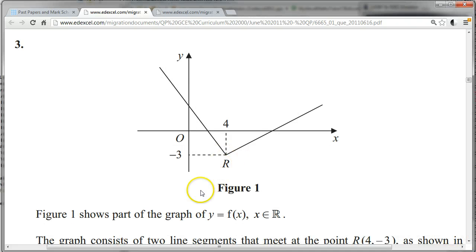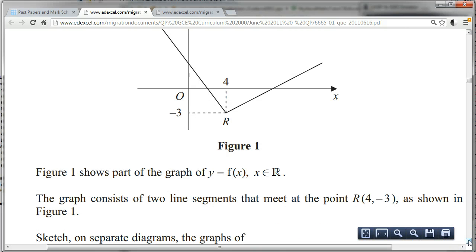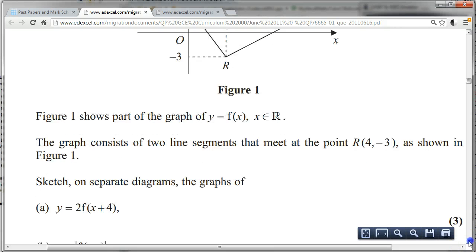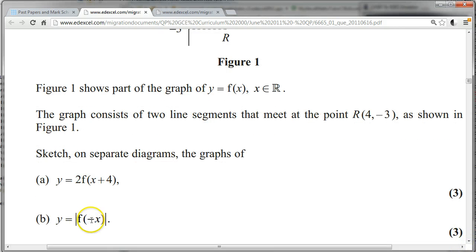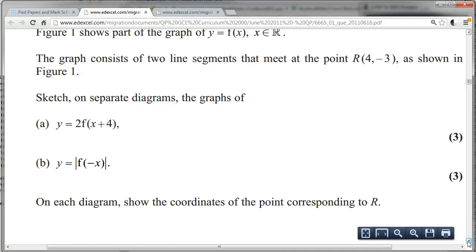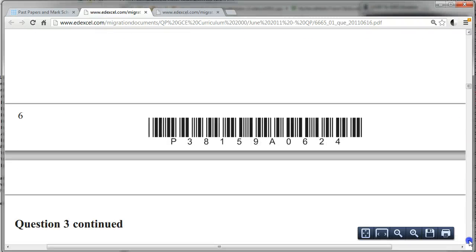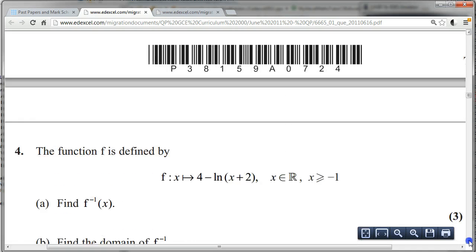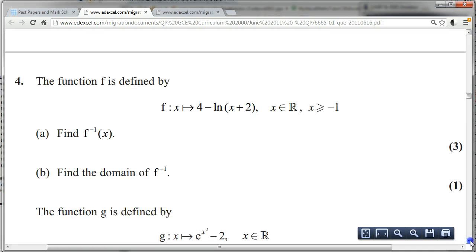Okay, you've got this function here in R. You've got this mentioned as y equals f of x, two straight lines that meet at R. Sketch this graph, so shifting and scaling up by a factor of 2. And then the modulus of f of minus x. So you reflect it through the y-axis and then take the modulus. And then show where the R coordinates move to in those sketches. Again, not nice. It's something you've got to think about. So it could be time consuming really.